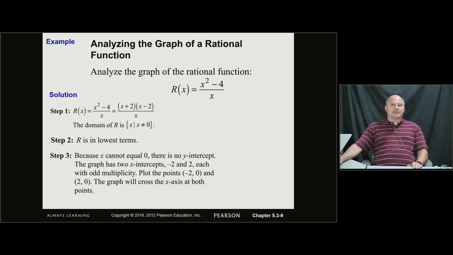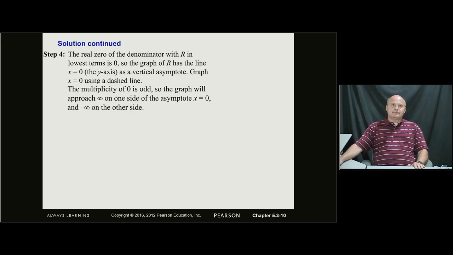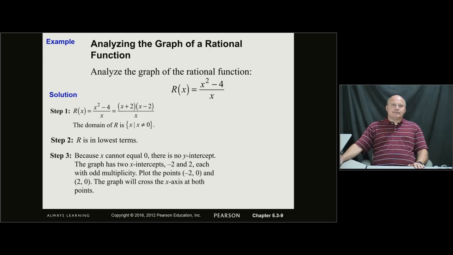Plot the points negative 2, 0, and 2, 0, and the graph will cross the x-axis at both of these points. And by the way, we use the COAT rule to determine whether they cross or they bounce. On rational functions, the vast majority of the problems that you're going to encounter will cross the x-axis. They can bounce because they could have even multiplicity, but you don't see it very often, but it could happen. All right? Now, next step.